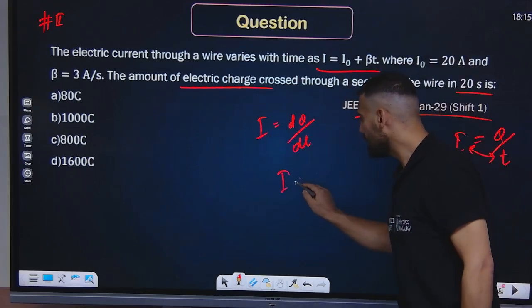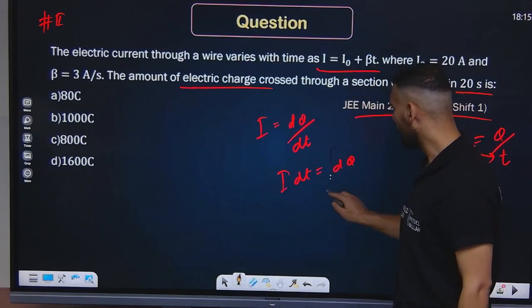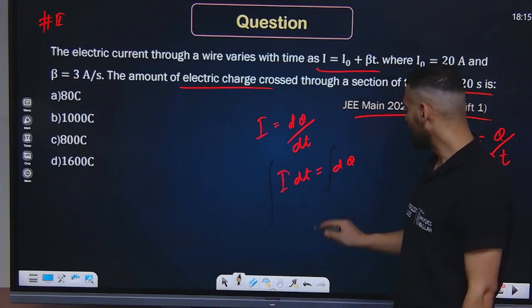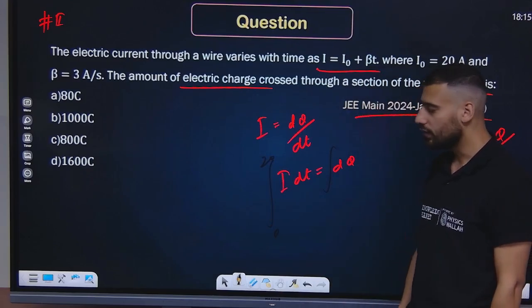Now, I dt is equal to dq. To find the total, what do you do? You integrate. Yes, you have the limits of time from 0 to 20. Is that clear? Find the value. Come on, tell me.